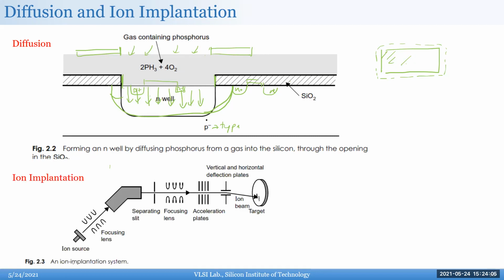In ion implantation, if I just redraw this, you do the etching and all that here, but instead of passing this gas, you actually bombard it with phosphorus ions. Okay, really high speed bombardment you do. I think I have, yeah. So when you do, let me just erase this.